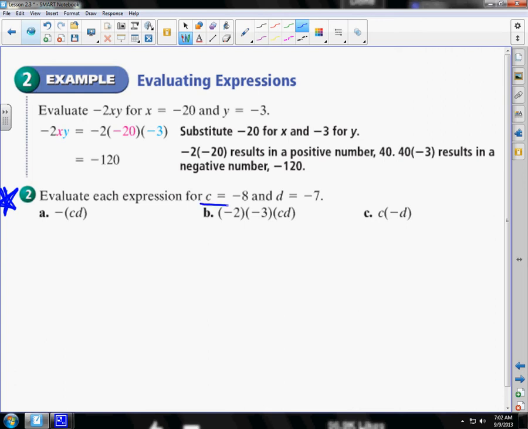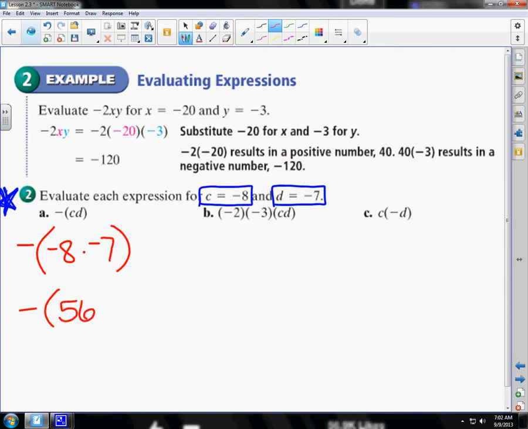All right, so C is -8 and D is -7. So this means -8 times -7. So that would be negative, and then -8 times -7 is a positive 56, so it would be a -56.